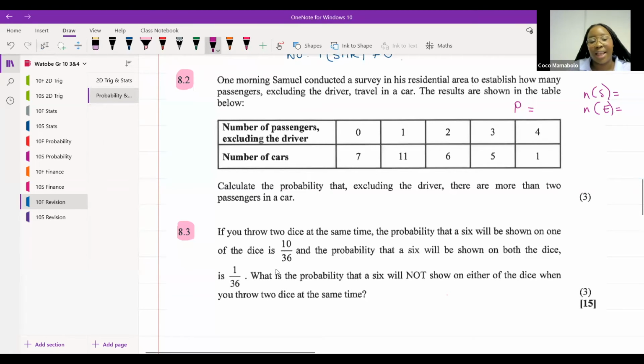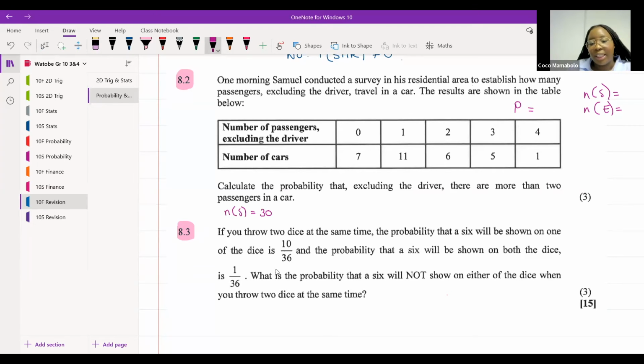All right. So let's start with the sample size, Rulani. For me, I added all the number of cars together. Beautiful. And how much did we get? I got 30. Excellent. So we know that our sample size is equal to 30.